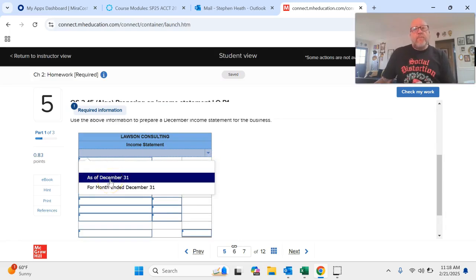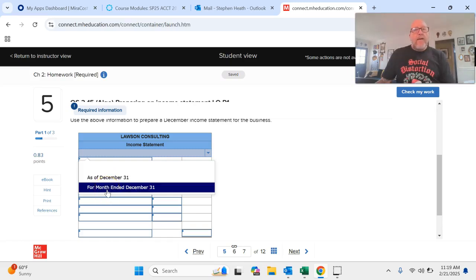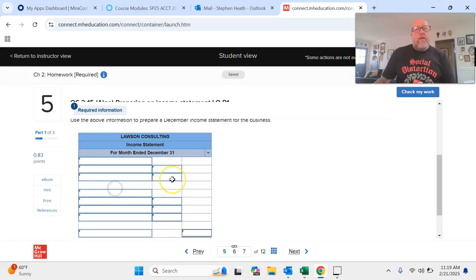For the income statement, right, is it as of December 31st or is it for the month end, December 31st? Listen, the income statement is a period of time. And so when we are creating the income statement, the reader needs to understand, hey, is this our net income for December 31st? Is it the net income for the month of December ending December 31st? Is it for the year ending December 31st? Because that's going to have a significant impact on the interpretation of the information that's included in the financial statement.